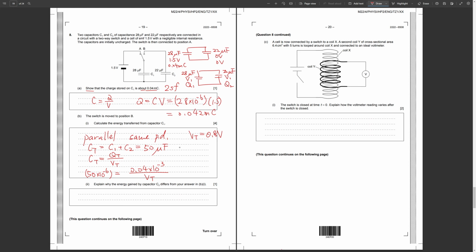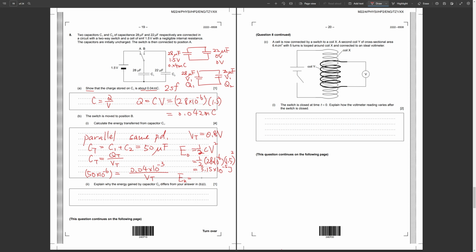Let's compare the energy before switching to B and after switching to B. Original energy, let's put down original. It was half CV squared, which is half times its capacitance, only C1, therefore 28 micro, times the voltage 1.5 squared. Then you get 3.15 times 10 to the power of -5 joules.